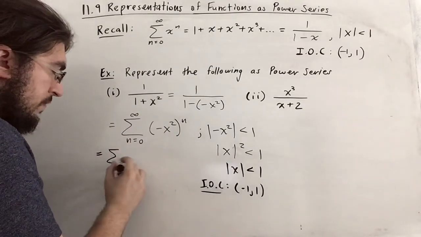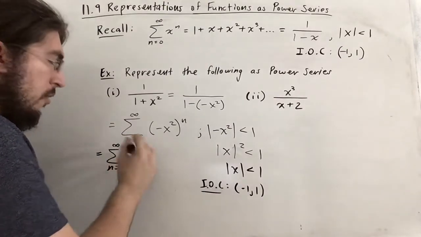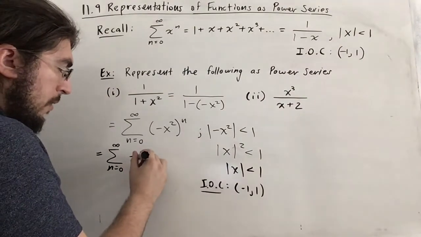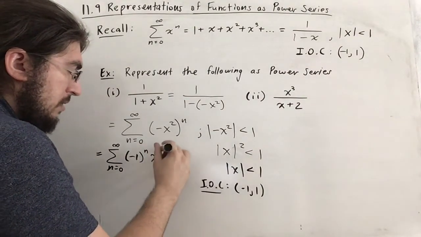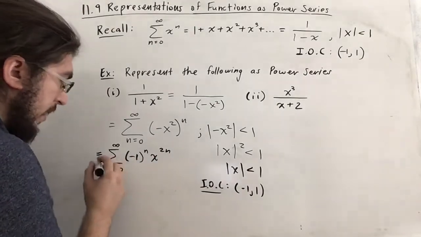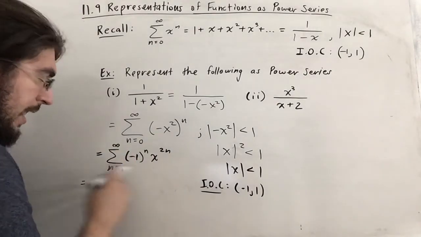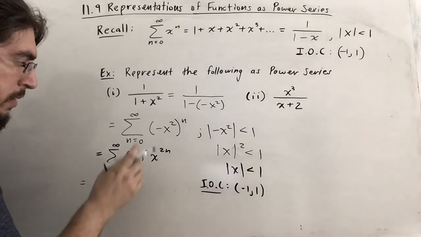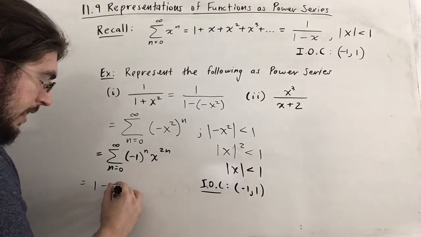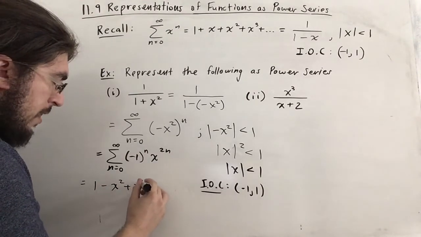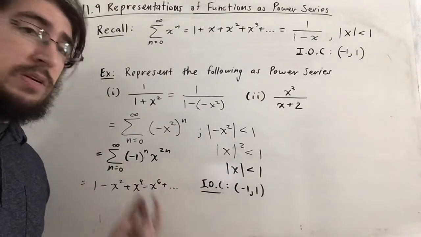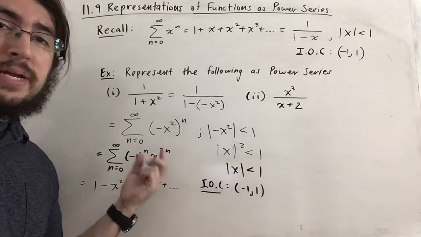What you can do, we've kind of seen this idea before. You can split up the inside as negative 1 times x squared. Since they're both taken to the nth power, this is negative 1 to the nth times x squared to the n, which is x to the 2n. So if you actually wanted to write this out, you can write it as, starting at 0, it's positive x to the 0, so it's 1, minus x to the 2 plus x to the 4th, minus x to the 6th, and so on. It alternates because of the negative 1 to the n, and the powers are purely even because the power is 2n.